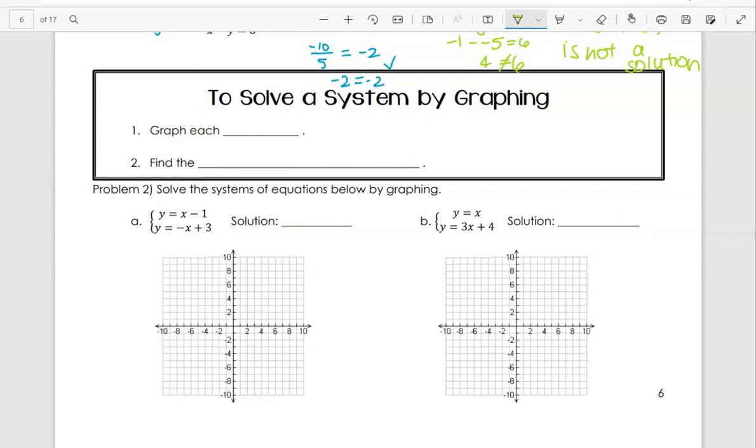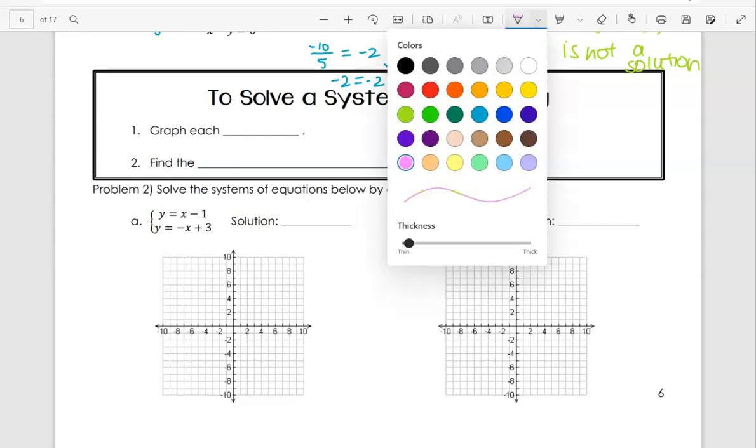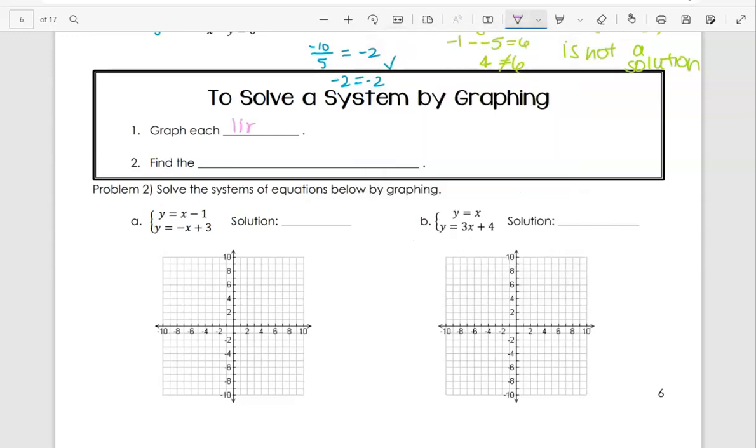So in this section, it says we've got two steps. Okay, our first step says graph each line and then find the intersection point. And that intersection point is the solution. Okay? So let's remember here when we graph, we start with the b value. So I've got negative 1. And then we use our slope. My slope here is 1. That gives me a rise of 1 and a run of 1.